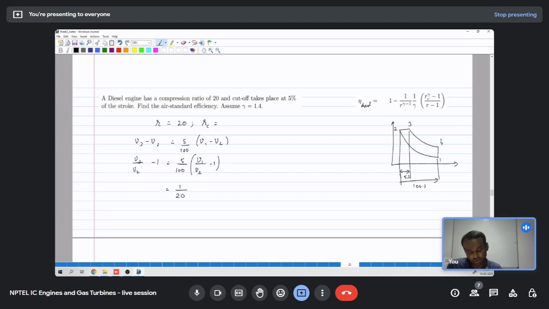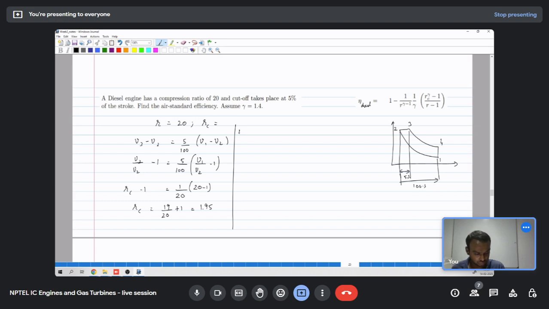V1 by V2 is the compression ratio, which is 20. We have 20 minus 1, and this is cutoff ratio minus 1. So cutoff ratio is 19 by 20 plus 1. So this is 1.95.